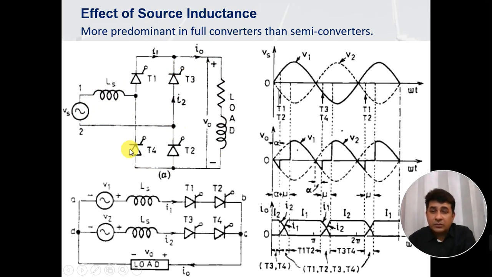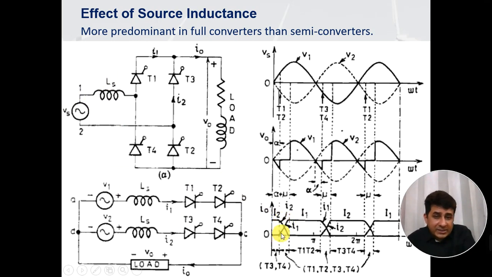But during this changeover, what is happening? The current which was earlier flowing through T3 and T4, let us say through T3 and T4 is I2, and the current through T1 and T2 is say I1. So at the very point when T1 and T2 are triggered, the current I1, which is the current of T1, is supposed to rise, while the current I2, which is the current through T3, is supposed to decay. Without source inductance, this crossover doesn't take place. But because of the presence of this inductance, this crossover takes place.